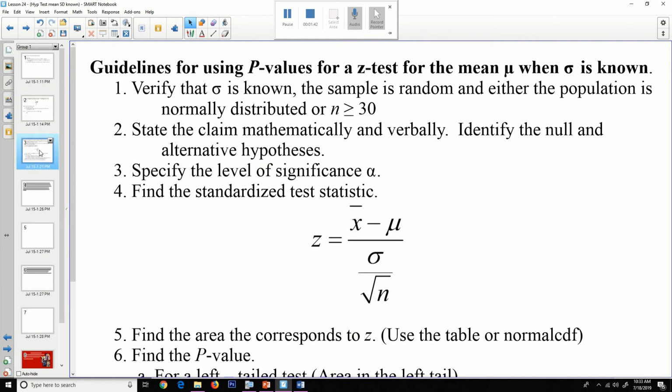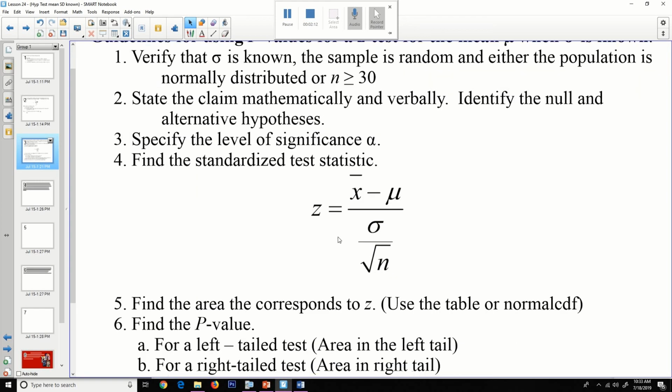Okay, so some guidelines. These are the guidelines that I'm going to follow as I go through, and I will tick them off as we go. The first thing we have to verify is that the standard deviation is known and that the sample is random or the population is normally distributed or n is greater than 30. We're going to state the claim mathematically and verbally. We're going to identify the null and alternative hypotheses. We'll specify the level of significance. We'll find the test statistic. We'll find the area that corresponds to z. We'll either use the table or the normal CDF. I'm going to use the normal CDF. We're going to find the p-value.